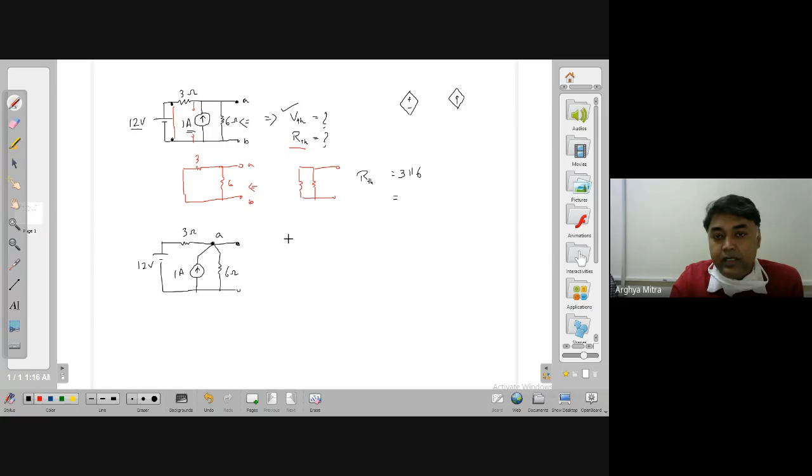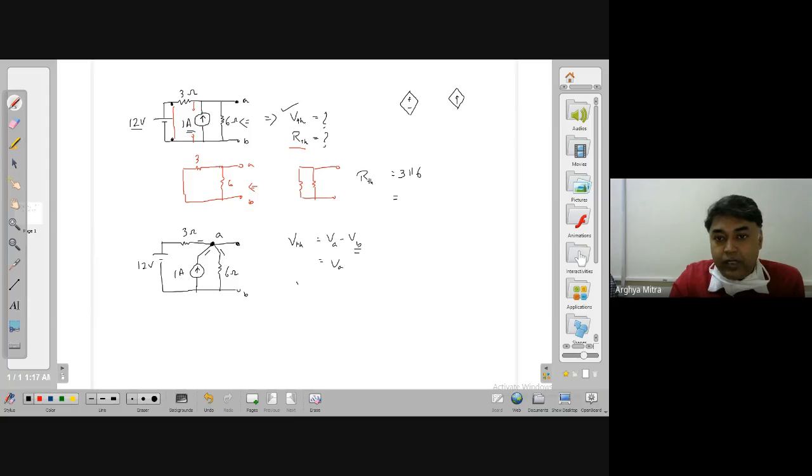This is terminal A. So VTH is basically VA minus VB. VB is 0, we know, so I need to find out what VA is. Okay. So how can I find that out? So at this node, how many branches are connected? 1 branch, 2 branch, and branch 3. So there are 3 branches. Okay, so the sum of the instantaneous values of the current at this node should be equal to 0, right? So that's what KCL is saying.